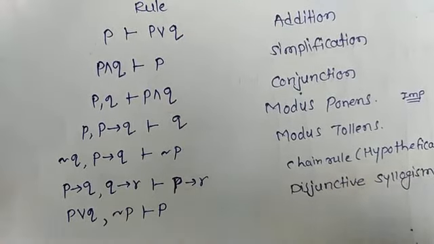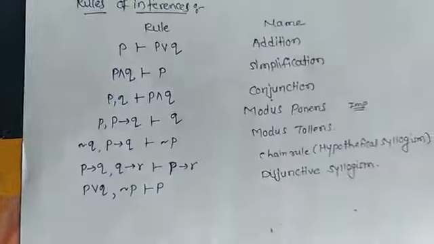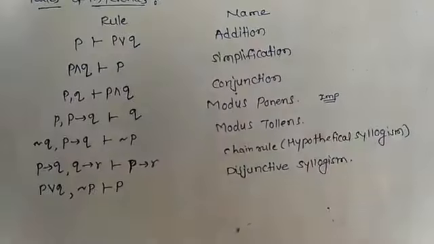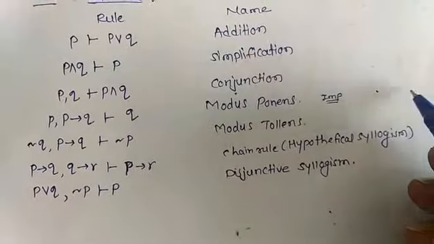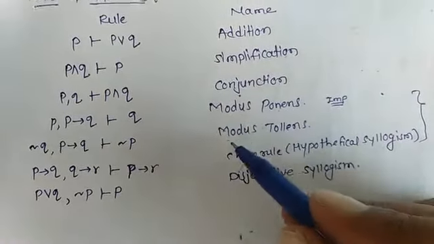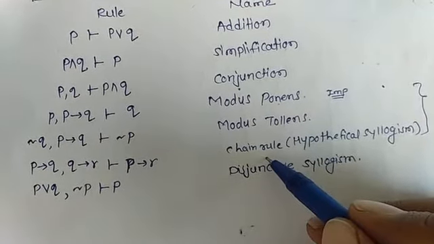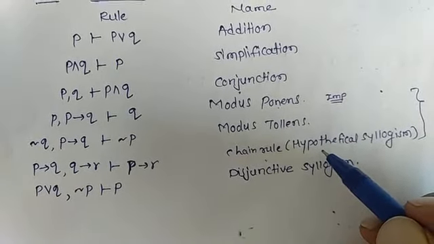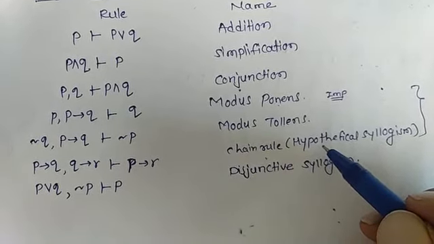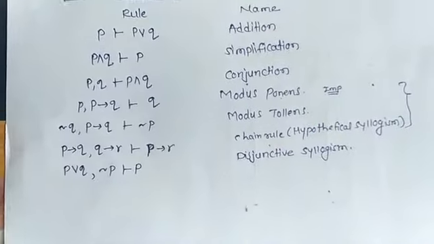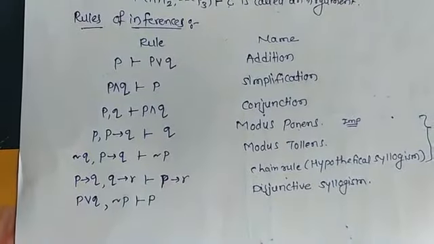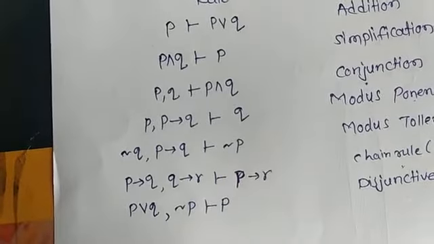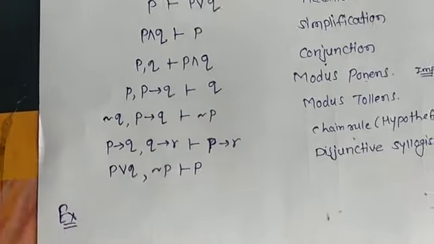So these are some rules related to arguments. Of these, the three rules modus ponens, modus tollens, and the chain rule are the most important for solving examples in arguments. Now we see the examples related to argument.